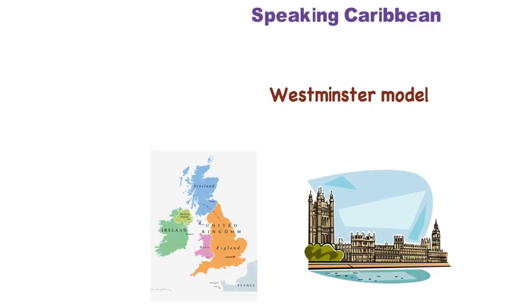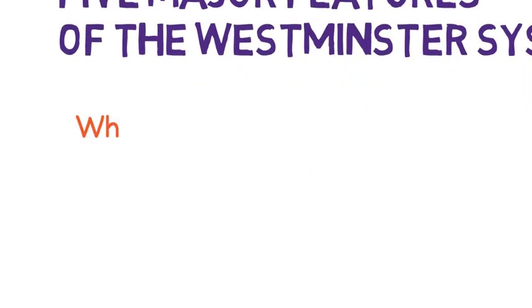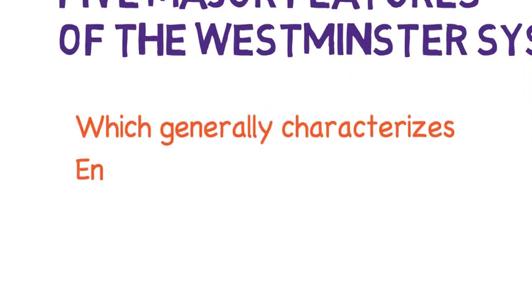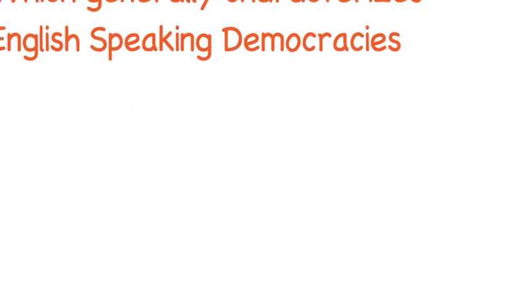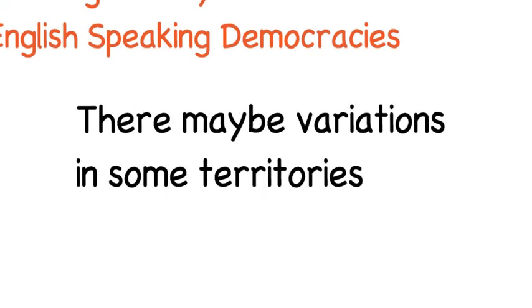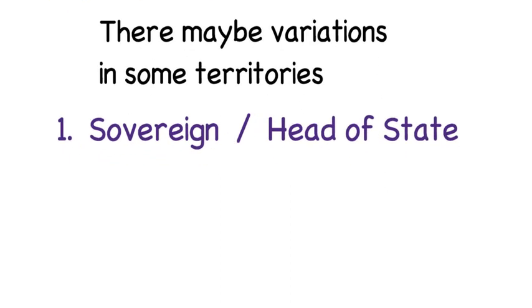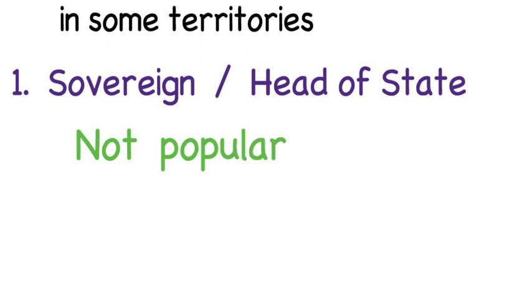Here are the 5 major features of the Westminster system of government, which generally characterizes the political systems of the English-speaking independent democracies. There may be variations in some territories. 1. There is a sovereign or head of state. This officer is not popularly elected, but rather nominated. They perform ceremonial functions. Queen Elizabeth II is the head of state in 8 of the Commonwealth Caribbean nations.